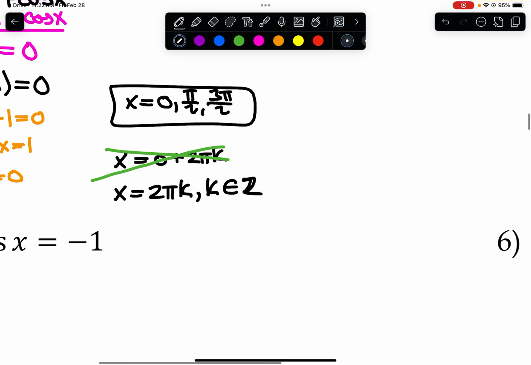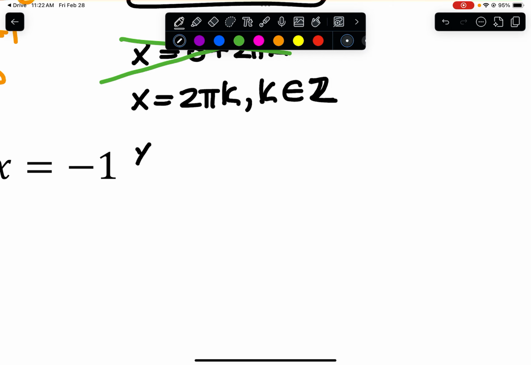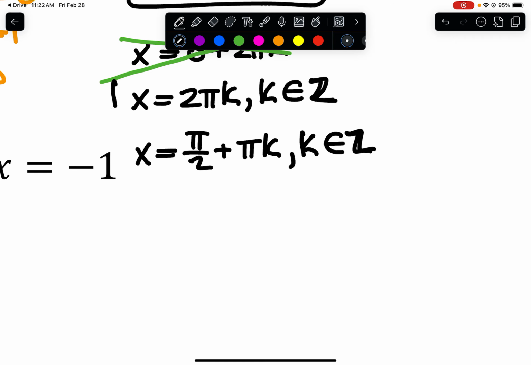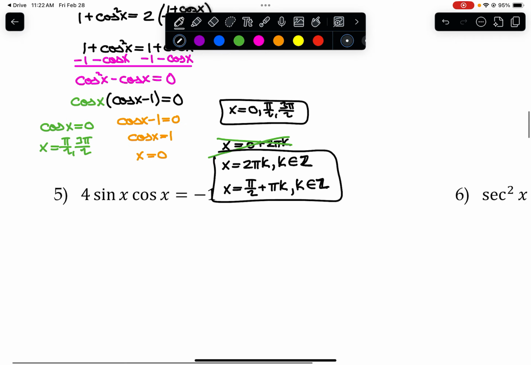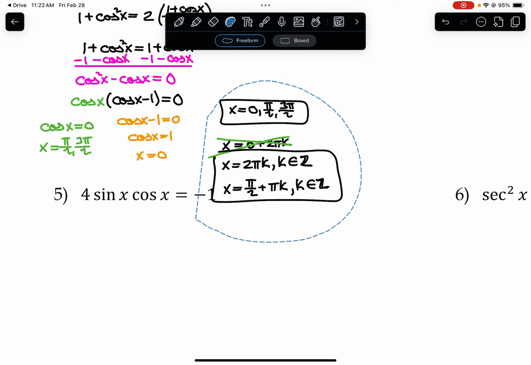And then for the pi over 2 and 3 pi over 2, once again, as we've done before, that's just pi over 2 plus pi k, not 2 pi k, just pi k, since those are across from each other on the unit circle. So I would just need these two equations if I'm doing all possible. Let's move that up.